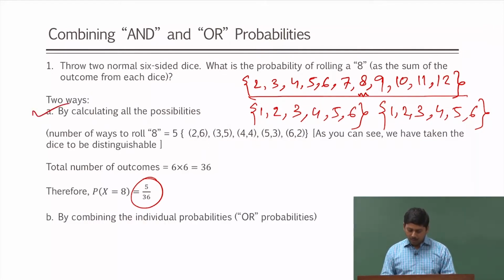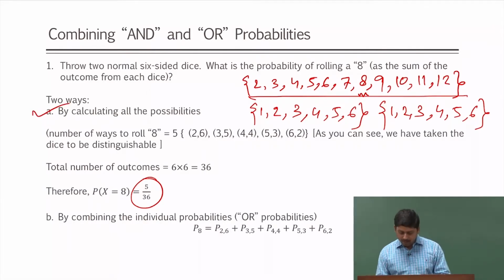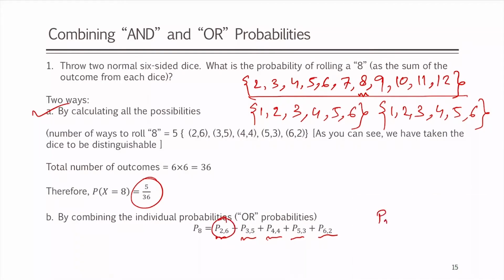Now, the second way, by combining the individual probabilities. So, what do you say, that 8 can be obtained from either 2 and 6 or 3 and 5 or 4 and 4 or 5 and 3 or 6 and 2. I am saying or. So, I am adding up, but when I talk about 2 and 6, then I am saying that this is P2 multiplied by P6, because I need 2 and 6 in order to get 8. So, that is an AND probability for each of them, whereas between them that is an OR probability.